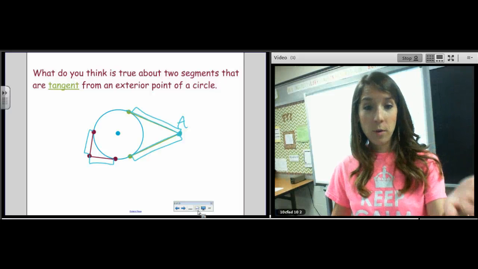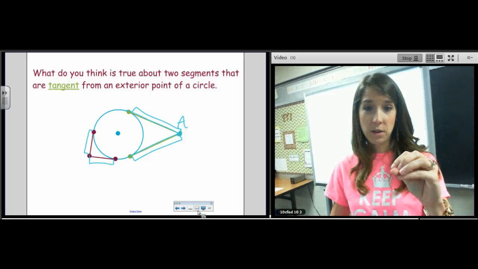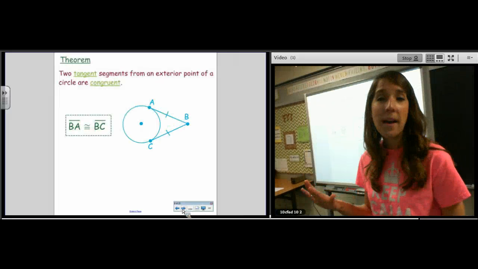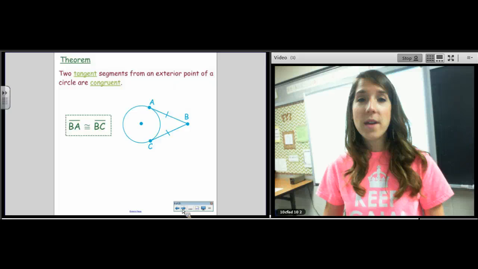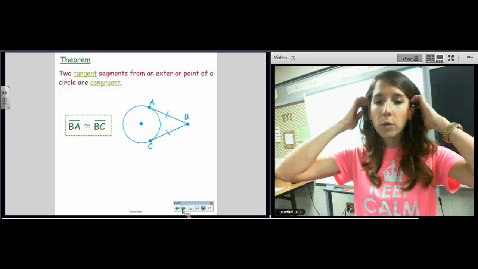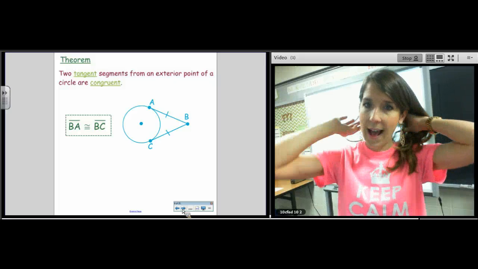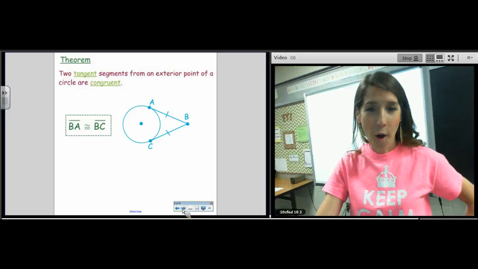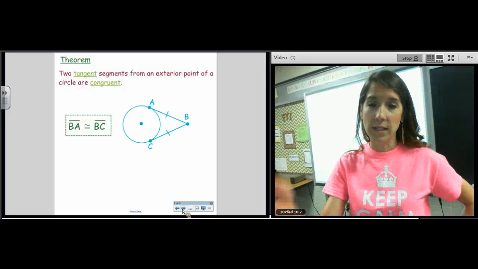Yeah! And we're not supposed to assume, right? We're not supposed to assume. But when there's a theorem out there that some wonderful mathematician has already proved, then we are allowed to believe it. It becomes part of our textbook. So this is a true theorem. We're not assuming, it has been proved. 2 tangent segments from an exterior point are congruent.